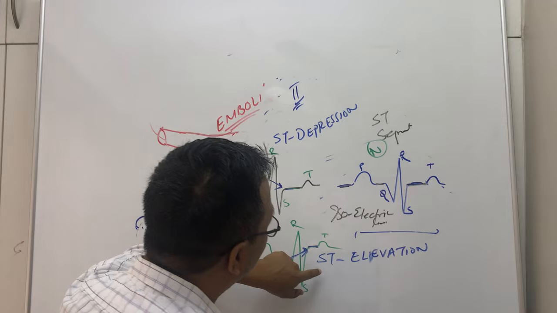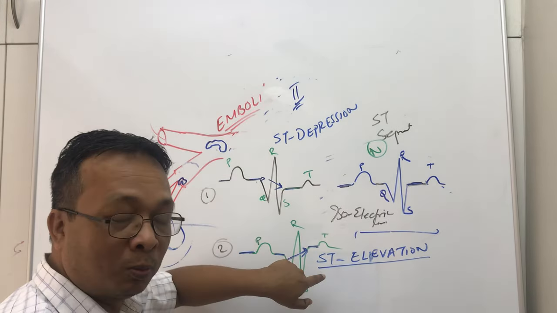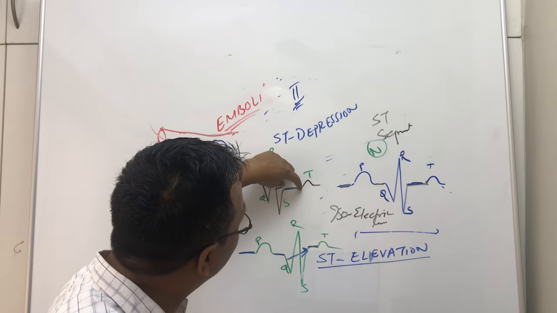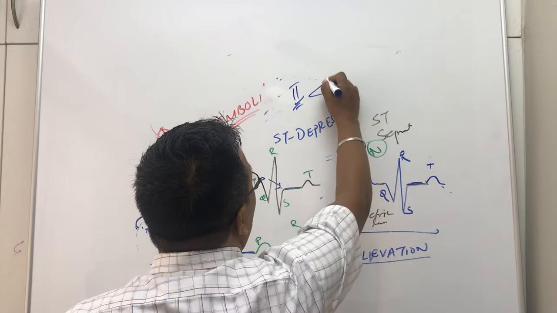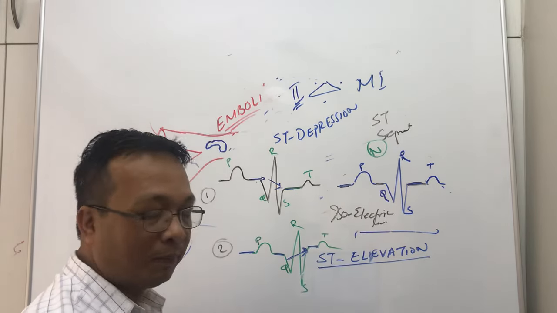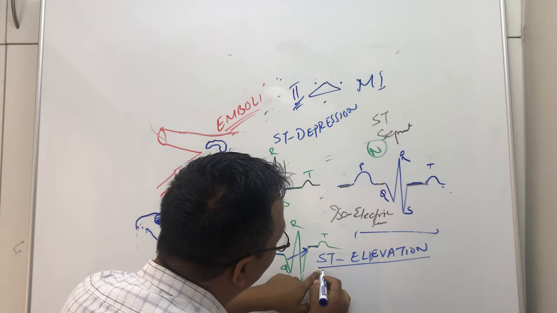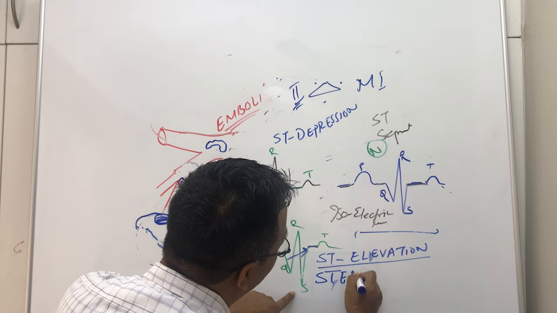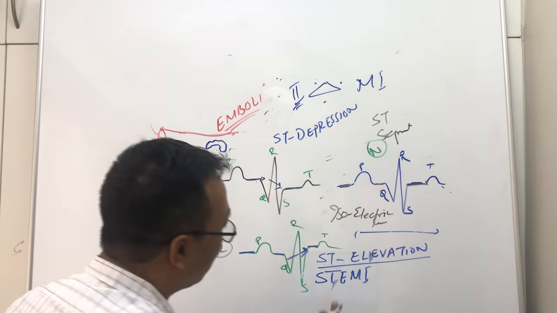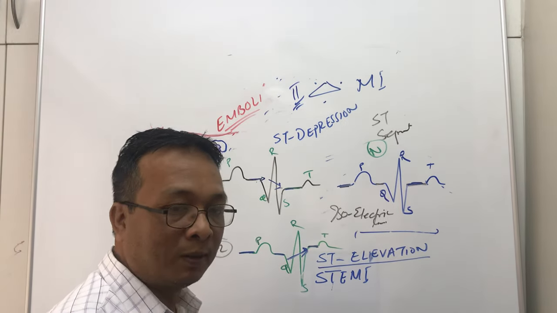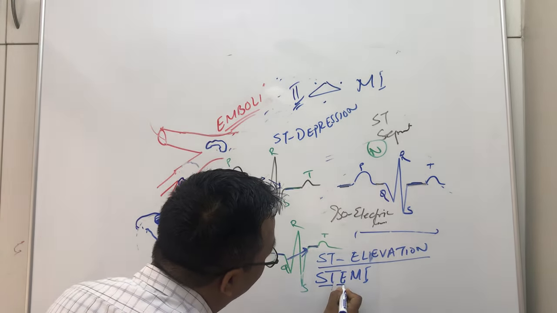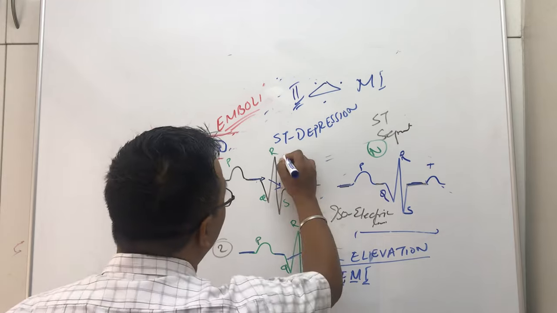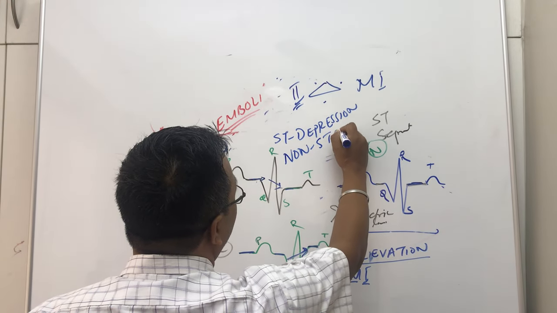Most cases of MI show ST elevation, but there is also ST depression. Whenever the ST segment has gone up or down, we diagnose it as an MI, myocardial infarction. When there is myocardial infarction with ST elevation, we call that type STEMI. In the next class I will not explain what STEMI is. STEMI means ST elevated myocardial infarction. And ST depression falls in the group of non-STEMI cases.